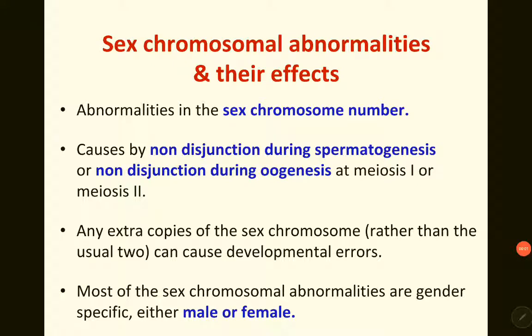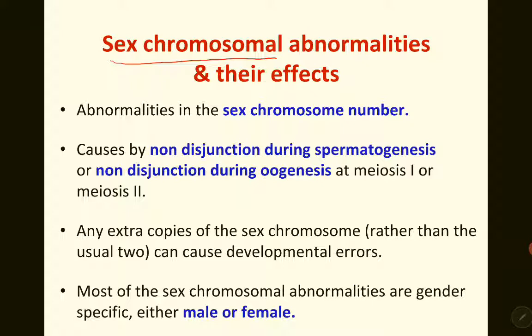In the previous video, we learned about the non-disjunction that occurs in the autosome, which causes monosomy 21 and trisomy 21. However, non-disjunction can also occur in the sex chromosome, so it will also cause some abnormalities. So let's see what is the effect of non-disjunction on the sex chromosome.